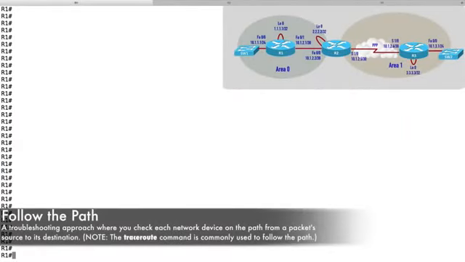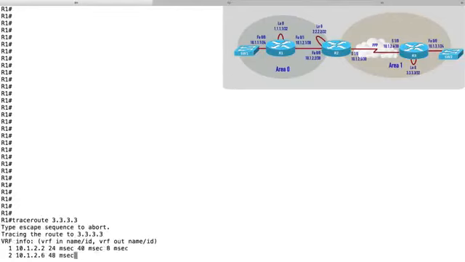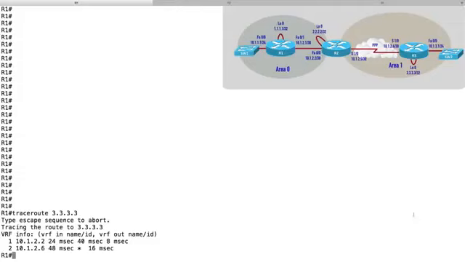One way to follow the path is to use the traceroute command. In the example on screen, let's say I go to router R1 and I'm trying to get to the IP address of 3.3.3.3, the loopback IP address on router R3. I could enter a traceroute command specifying 3.3.3.3, and it's going to tell me information about each hop along the way to this destination. Notice that my first hop is 10.1.2.2, that's R2, that's my next hop.